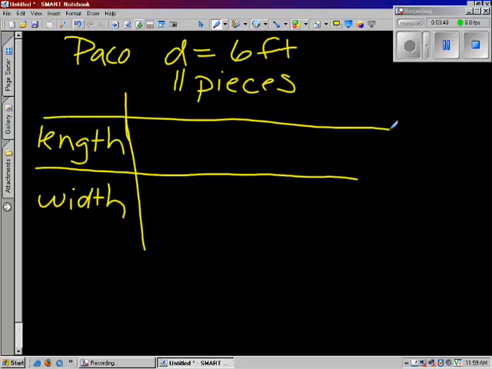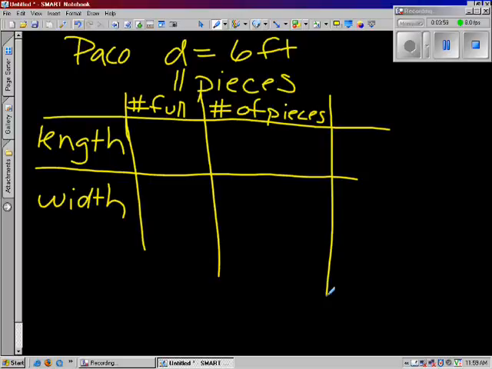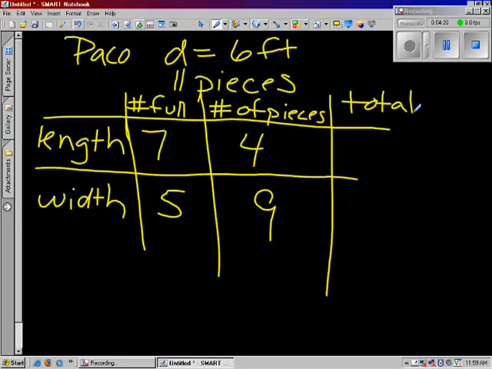Okay? Alright, so as far as the measurements go, he knows how many full rotations and how many pieces it's taken for each of these things for him to measure. Okay? So for the length of his classroom, it took him 7 full rotations and 4 pieces. And for the width of his classroom, it only took him 5 full rotations and 9 pieces. And I want to know, obviously, what are these distances? So I'm asking you to find out the total distances.